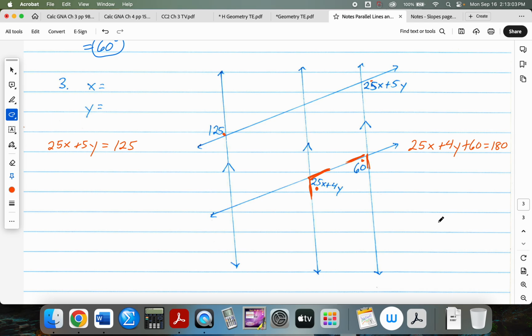All the problems you're going to have right now that are like this, we can solve in the same way. I'm going to subtract 60 from both sides just to get all the numbers on one side. So this would be 25x plus 4y is equal to 120. I'm going to write that equation right underneath this one. 25x plus 4y is equal to 120.